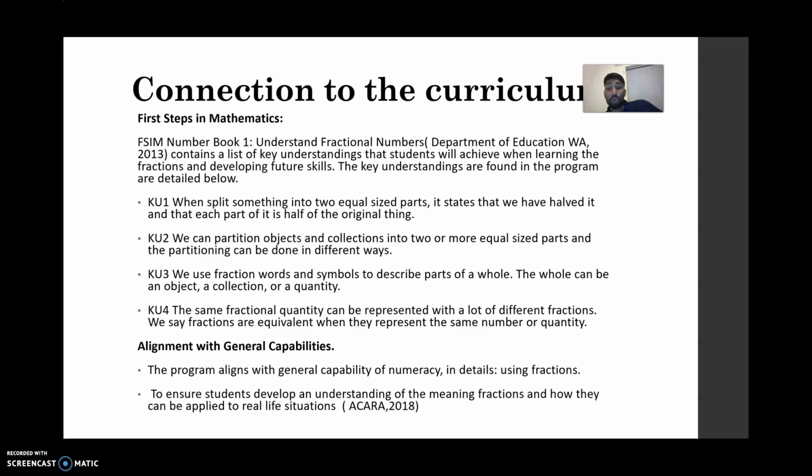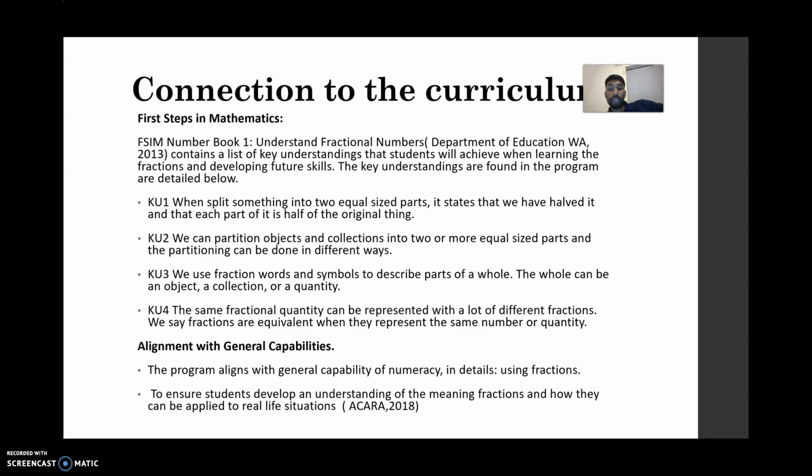Key understanding 1 states when we split something into 2 equal-sized parts, we halve it and each part of it is half the original thing. So essentially when you have a whole, you halve it, you have 2 equal parts. Key understanding 2, when we partition objects and collections into 2 or more equal-sized parts, and the partitioning can be done in different ways.